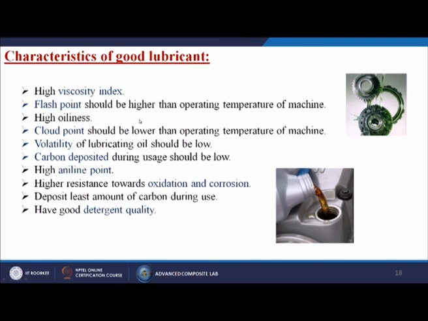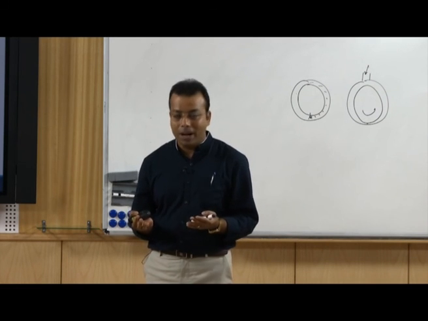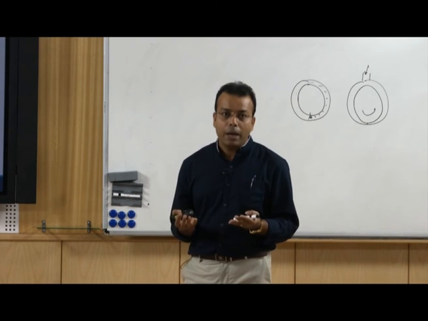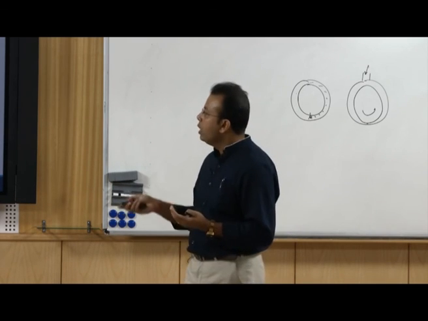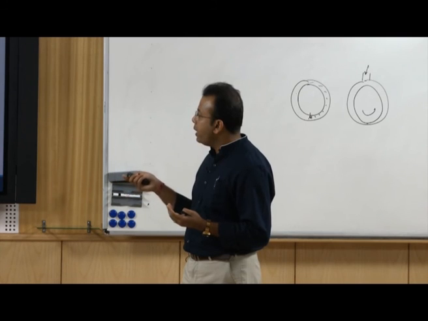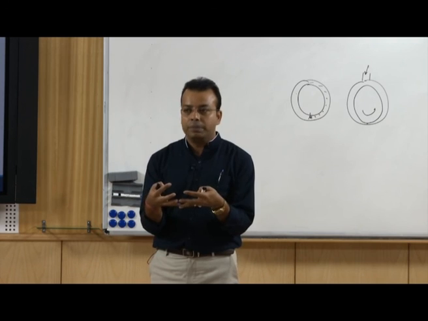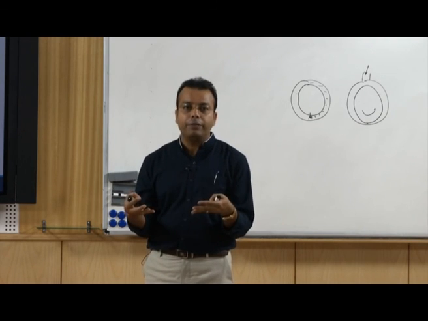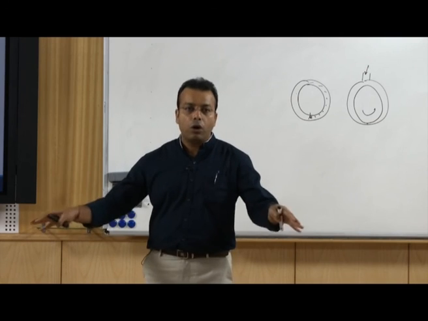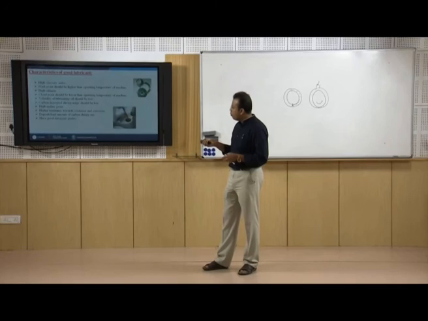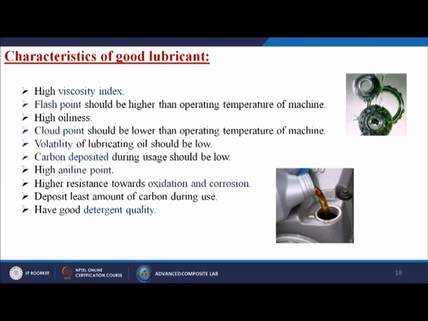Flash point means its burning temperature should be higher than the temperature generated by friction between the mating parts, otherwise it will itself burn or melt. Cloud point should be lower than the operating temperature of the machine. Due to temperature it should not agglomerate. If it agglomerates, the lubricant will not pass through all the surfaces. Volatility of lubricant oil should be low. Carbon deposited during usage should be low.